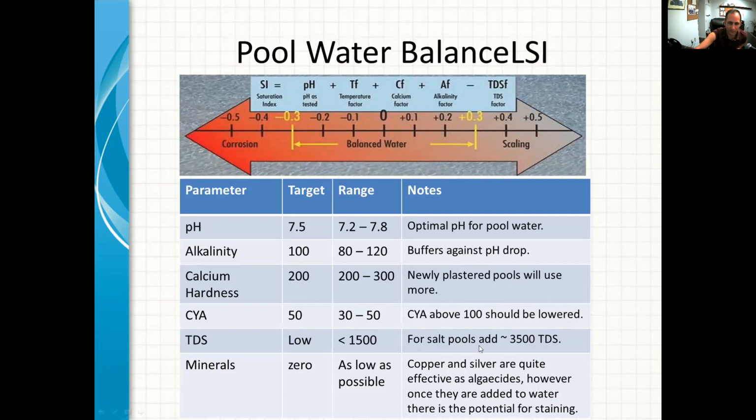So TDS for salt pools, add about 3,500, or subtract about 3,500, depending on how you're looking at it. And then minerals, you just want to keep copper, silver, any minerals, keep those levels as low as you can. Like I said, they're good algicides, but you don't need them in the water for any other reason.